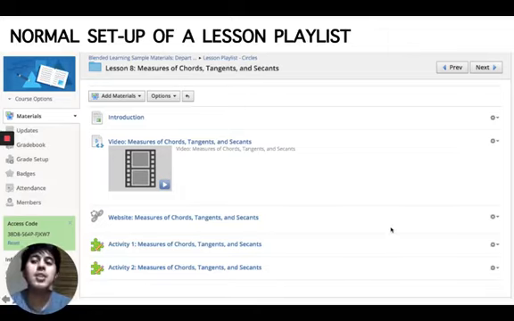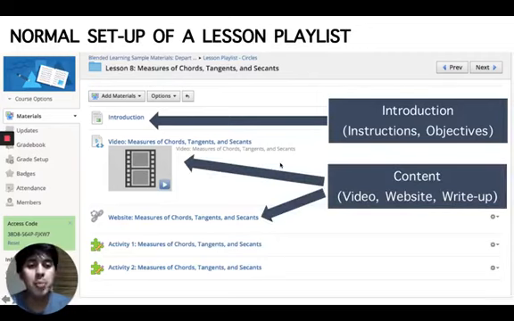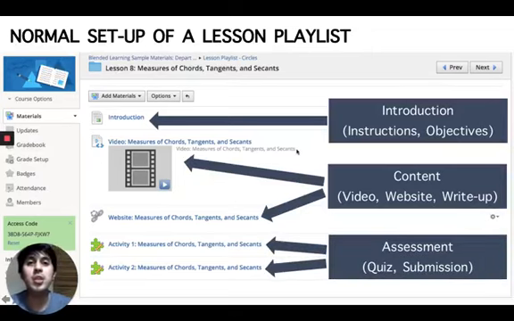So this is the normal setup of a lesson playlist. Normally, it will start with an introduction. An introduction will include instructions and objectives. Then it will be followed up by content or contents, where it can be a video, website, or write-up. Take note that the content is the main source of information for the lesson playlist. And then after the content, there will be assessment or assessments. The assessment is to check if the student really understood what is discussed in the content.